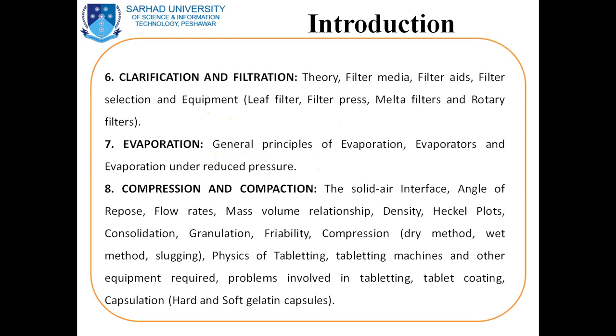In the next chapter, we will discuss compression and compaction. Contents of this chapter include the solid-air interface, flow properties including angle of repose, and different methods involving the fixed funnel method. We will discuss in detail flow rates, mass-volume relationship, density, Heckel plots, consolidation, granulation, friability, region of friability, and compression methods involving the dry method, wet method, and slugging method.